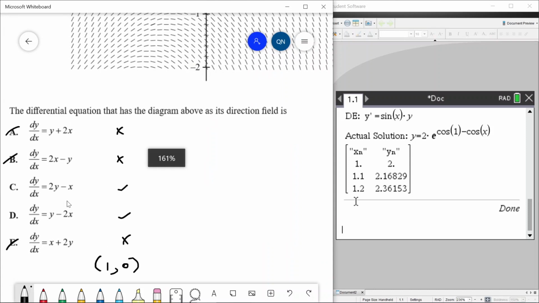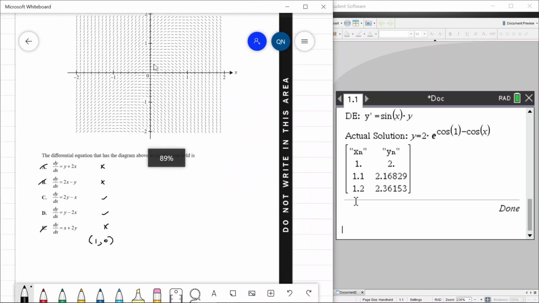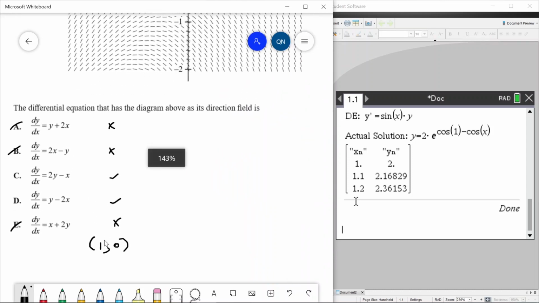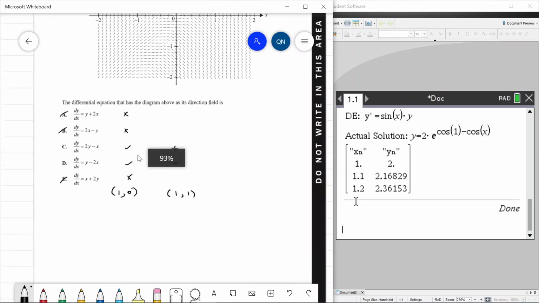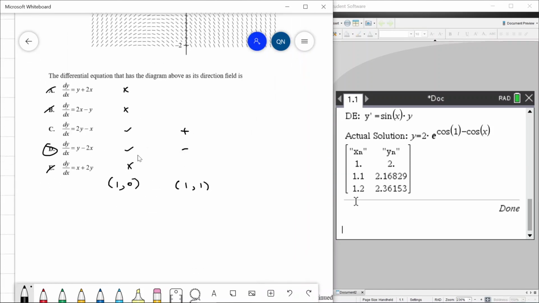You want one that kind of distinguishes these two, one that's going to be positive, one that's going to be negative. So let's plug in (1, 1). Let's see what happens there. So if you plug in (1, 1), then for option C, you're going to get something that's positive, because 2 times 1 minus 1 is positive, and for D, it's negative. And what's the slope at (1, 1)? It's going to be negative. So we're going to select option D because that matches up.